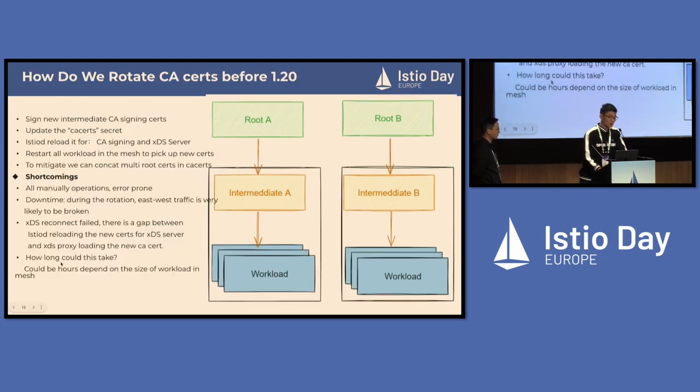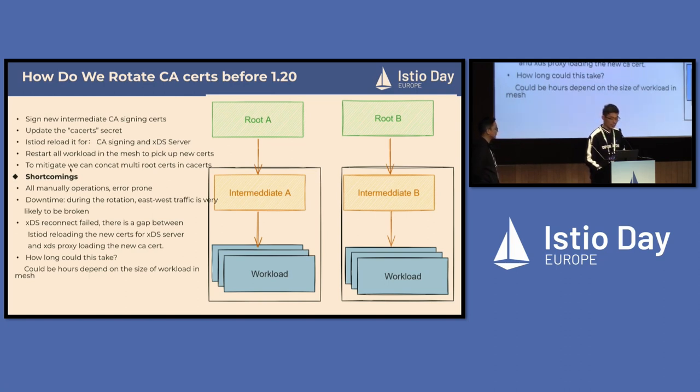Okay. And we focus on how we can rotate the root CA here. Before 1.20, the basic workflow to do a root cert rotation is signing a new intermediate CA cert, and then updating the cacerts secret. And then istiod reloads it for the CA server and XDS server. And then we need to restart all the workloads in the mesh to pick up the new certs.